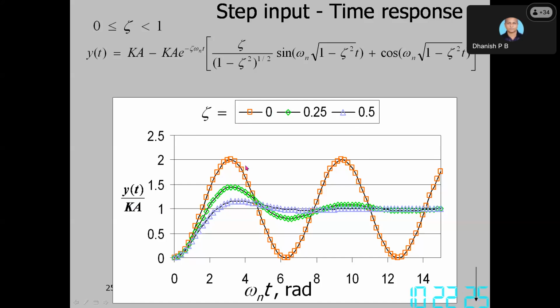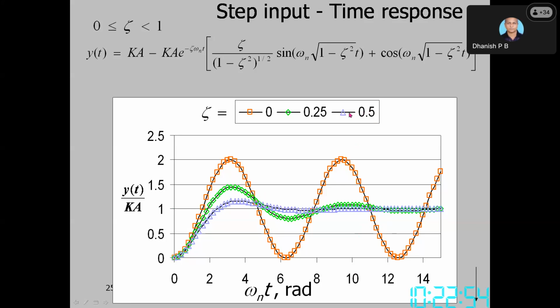Now, if zeta is more, say 0.25, then there will be damping. So you can see the green curve. So it will increase at first, then decrease, like that, oscillate. Okay? But of course, after a few values of omega n t, say omega n t greater than 12, it is almost equal to 1. So it has reached the final value.